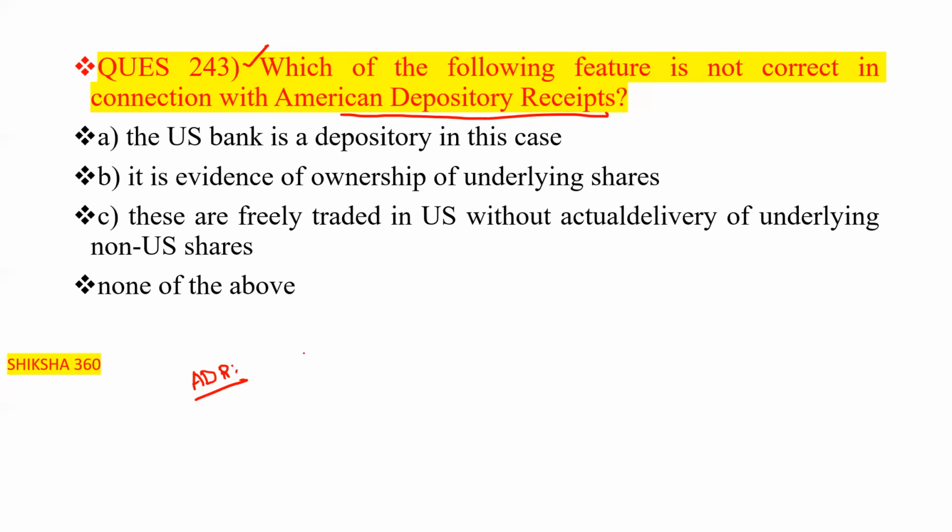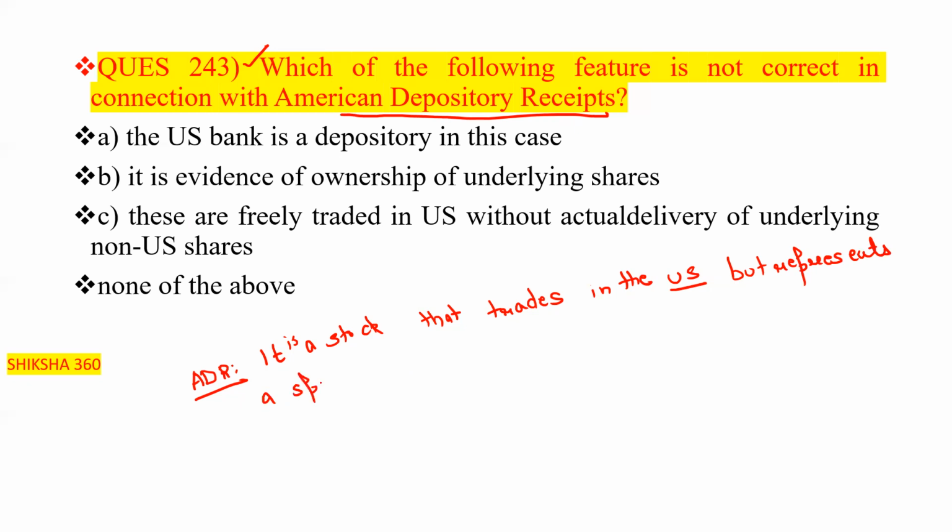An American depository receipt is a stock that trades in the US, but represents a specified number of shares in a foreign corporation.